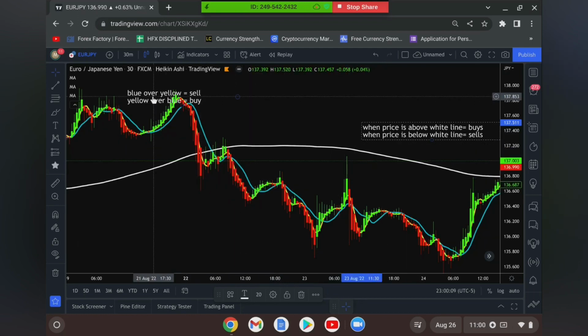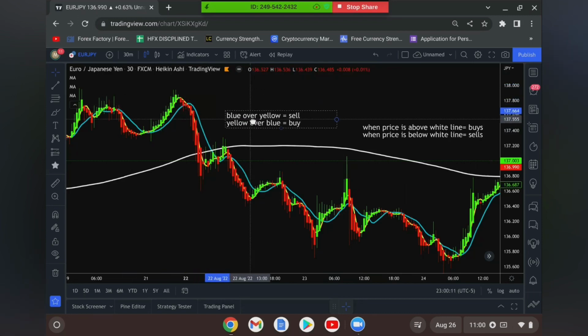So what is an indication of a sell when it comes to our smaller moving averages? For a sell, we want to see the blue over the yellow, all right? So once we get price to come below this white moving average, this 200 moving average, we want to start to take a look at our yellow and blue moving average. Since we know that price is below our white moving average, we know that we should be looking for sells.